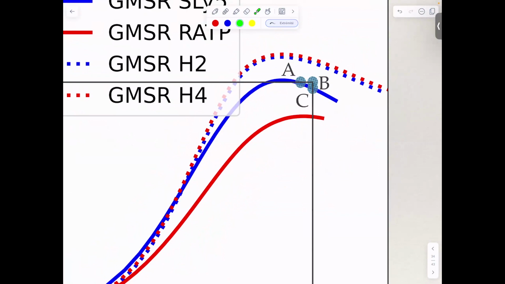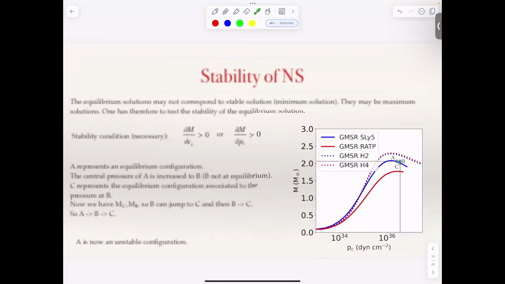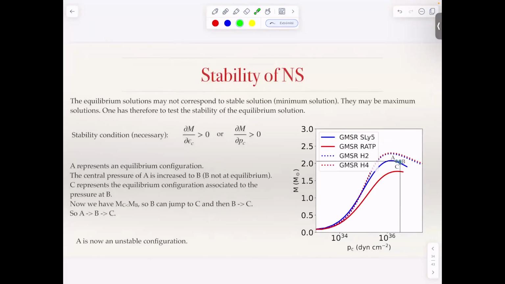And therefore, if you are in this configuration, you will go from A to B. B is out of equilibrium, but it can restore the equilibrium by going to C, and therefore it will go to C. And for this reason, you go from A to C. And if you go from A to C, then you depart from your equilibrium solution. So when you are on this branch which is going down, you are in an unstable configuration.